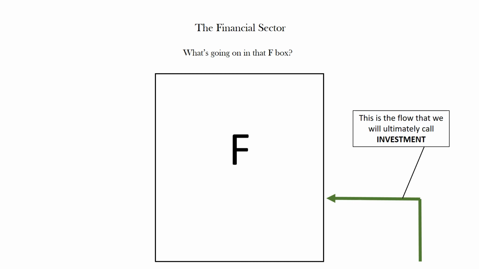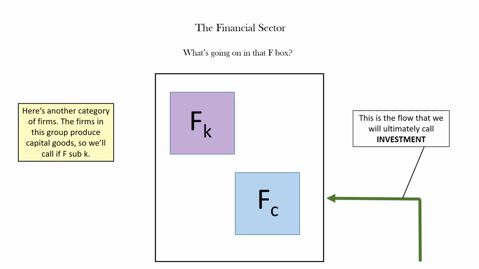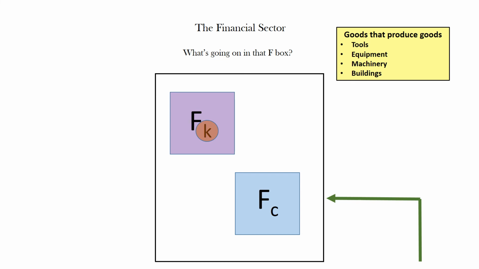For our purpose here, we will say that there are 2 categories of firms that populate this F box. One category includes firms that produce consumer goods. We'll call this box F sub C. That subscript C stands for consumer. Here's another category of firms. The firms in this group produce capital goods, so we'll call that F sub K. The subscript K will stand for capital. We've already used C. Capital goods, remember, are goods that produce goods. Capital goods would include things like tools, equipment, machinery, buildings, etc.